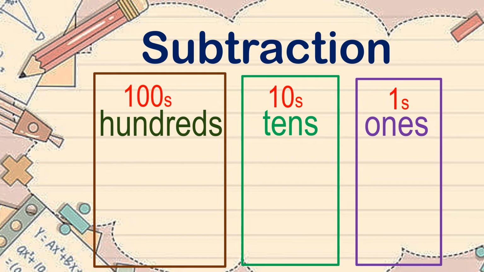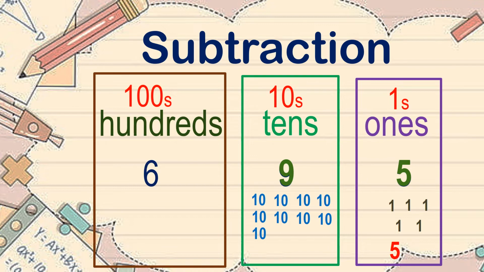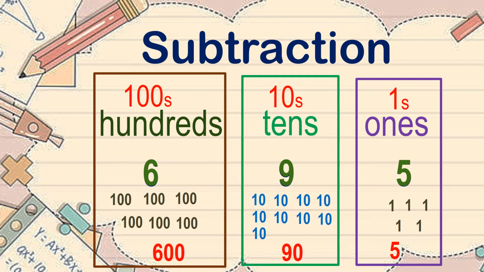Suppose we have the number 695. 5 is in the ones place, means there are 5 units. We have 1, 2, 3, 4, and 5. So the value is only 5. 9 in the tens place means there are 9 groups of 10 and the value is 90. And 6 in the hundreds place means there are 6 groups of 100, which is equivalent to 600.